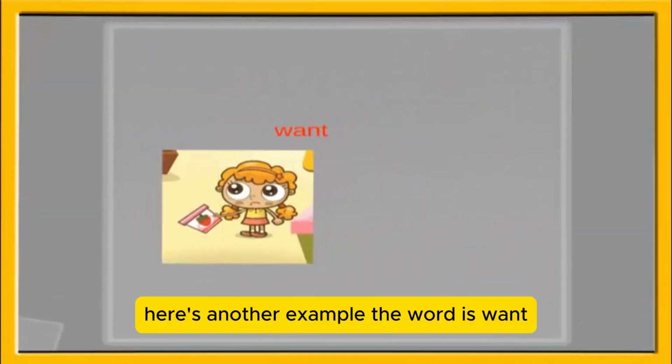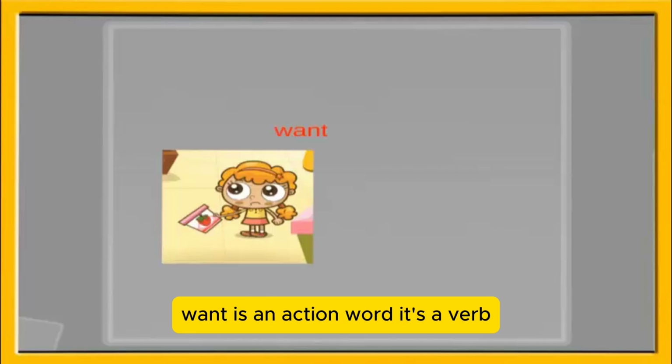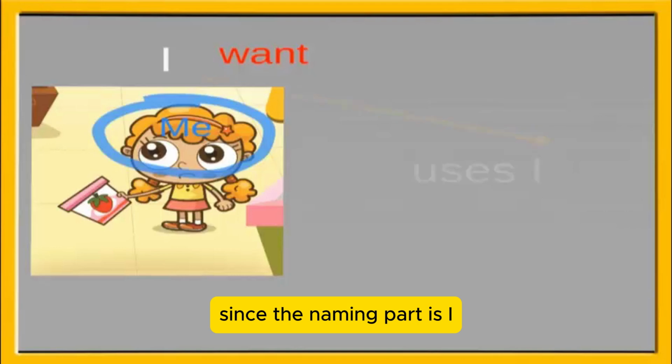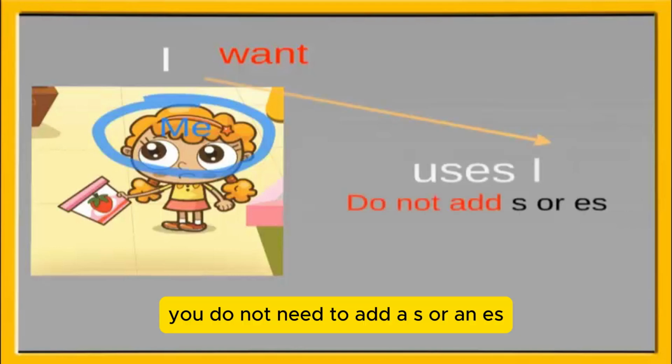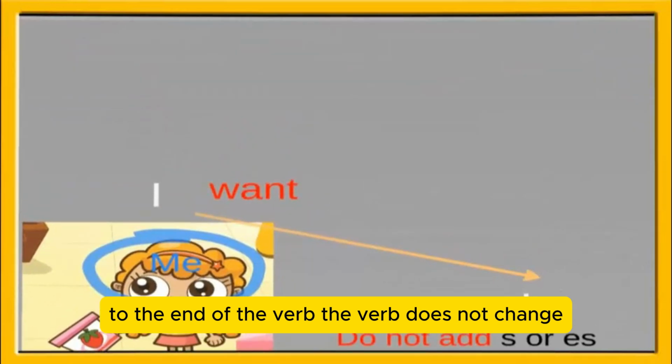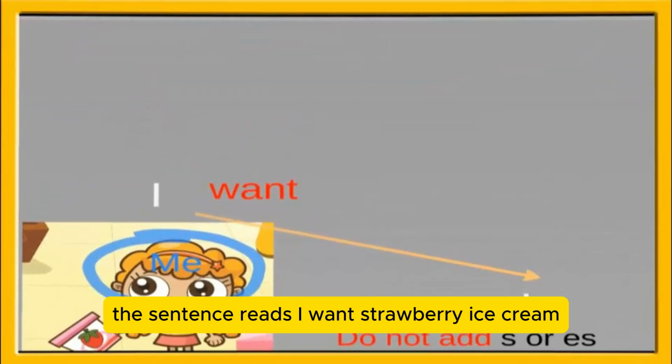Here's another example. The word is want. Want is an action word. It's a verb. The naming part is I. I do the action. Since the naming part is I, you do not need to add an S or an ES to the end of the verb. The verb does not change. The sentence reads, I want strawberry ice cream.